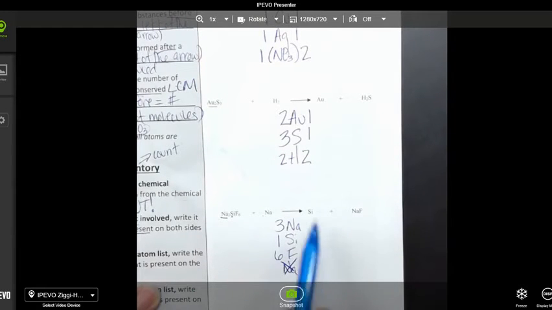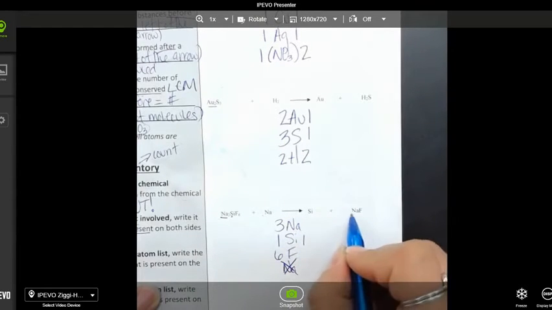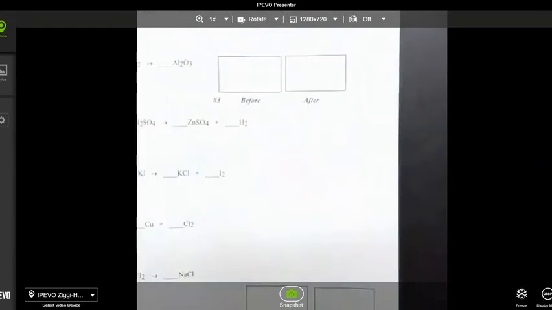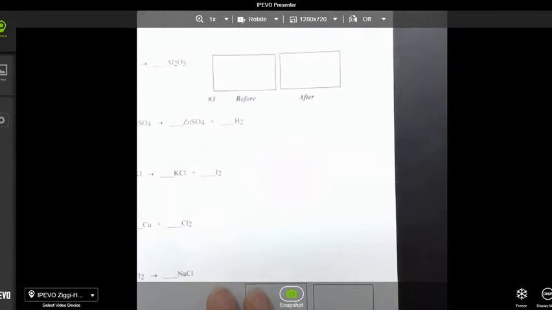Moving on to the next side, silicon, there's 1. Sodium, no subscripts, there's 1. And fluorine, no subscripts, there's also 1. All right, so what you guys are going to do is just the atom inventories for worksheets number 1 and 2. That shouldn't take you very long. I'm going to do another example.